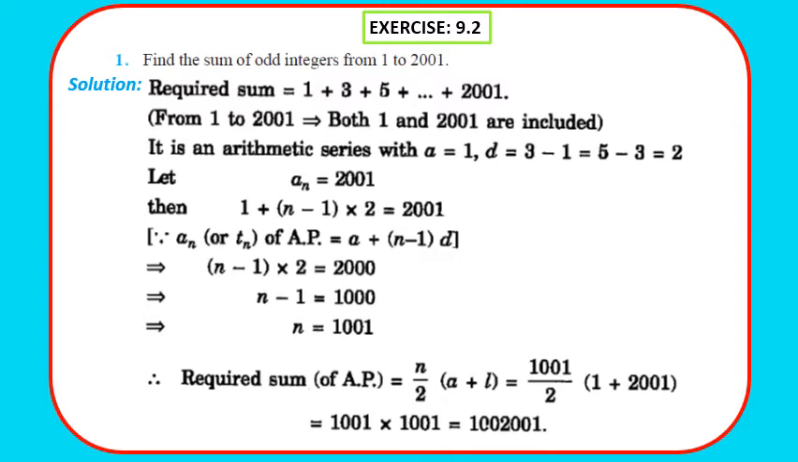Since we have n, we have a, we have d, we can use the sum of the AP, that is S_n equals n by 2 times (a plus l), since we have the first term and last term as well. Putting the values of n, a and l, we get the sum as 1,002,001. Clear? You might be able to solve all these sums on your own, because you have solved sums like this in grade 10th. So pause and note down the solution.